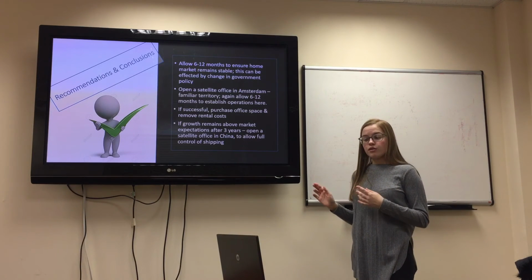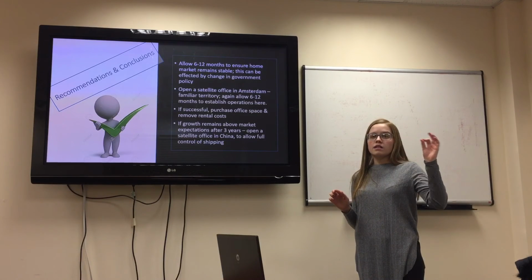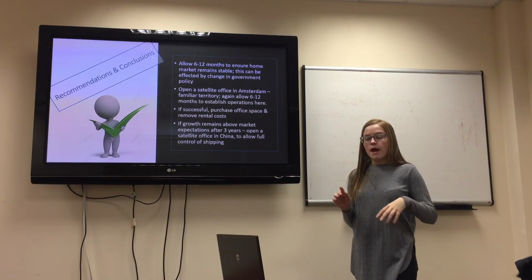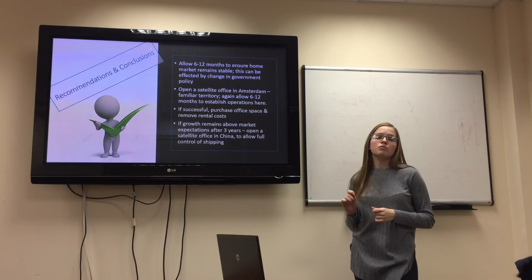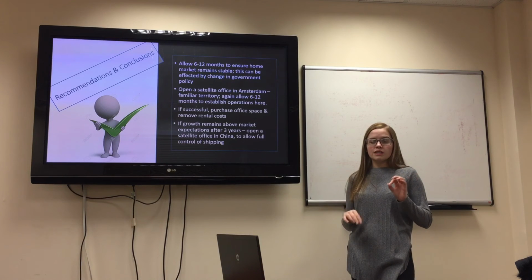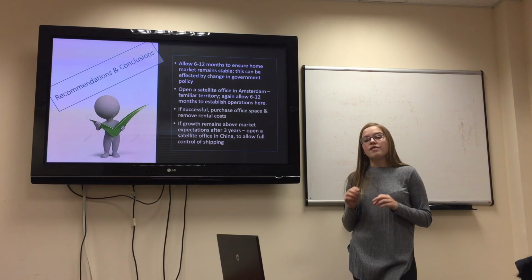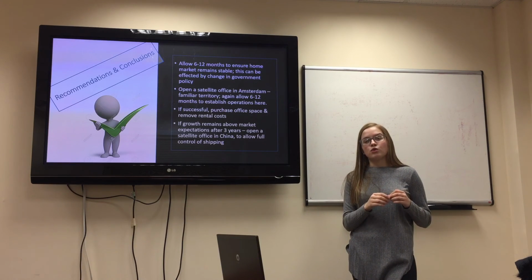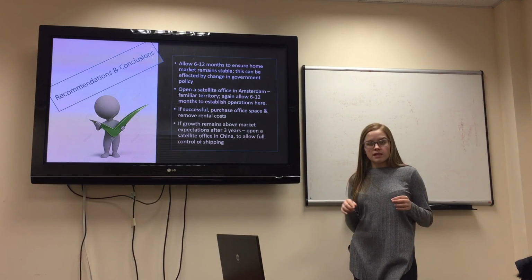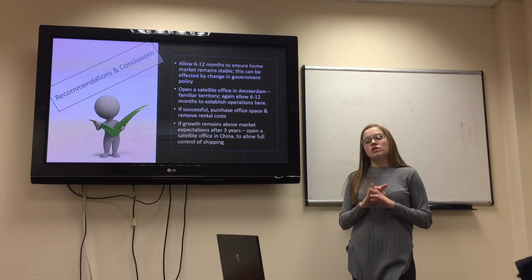And finally, if growth was to remain above market expectations both in the UK and the success of the branch in Amsterdam, my next suggestion would be to open a satellite branch in China. The reasoning for this would be you would have a native purchasing directly from the manufacturer, which should work out better in terms of costs, and then the native in China that is working there has total control over the shipping methods and also has the best understanding of the routes for the product to get from China to the UK, which overall should save the company money.